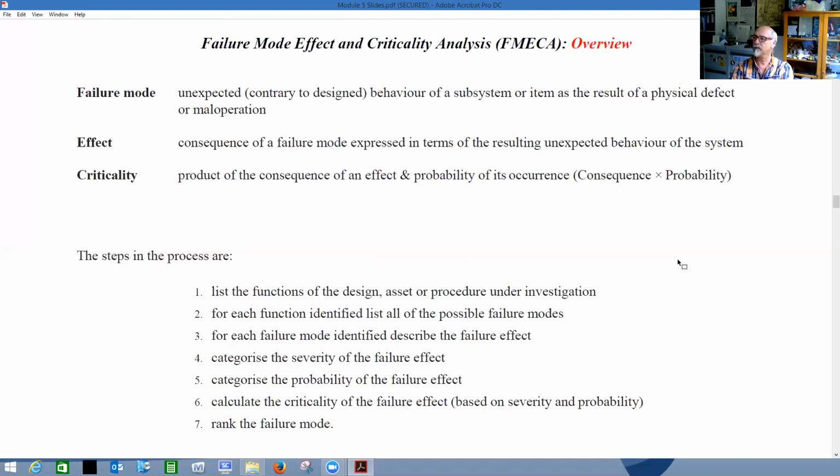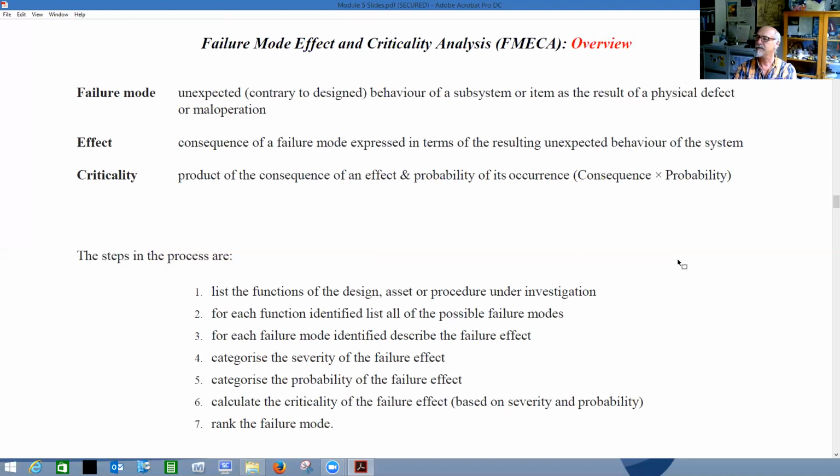The consequence multiplied by the probability. The steps in the process are: list out the functions of the design, asset, or procedure under investigation. Now for each function identified, list all the possible failure modes that can occur. For each failure mode identified, describe the failure effect.